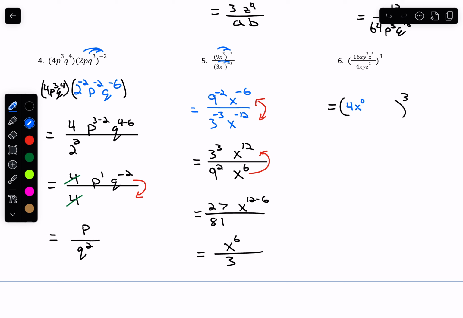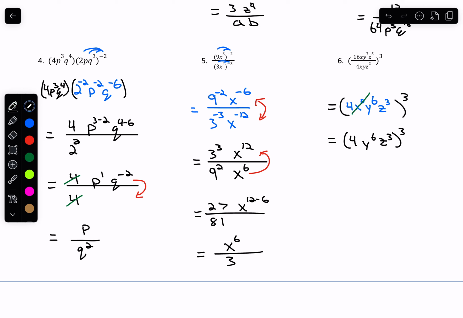So the x's cancel. Then we have y to the 7 over y to the 1. So that's going to give me y to the 6 left. And then z to the 5 over z to the 2 is going to give me z to the 3. So simplifying that now, we have 4y to the 6 z cubed, all to the power 3, where I got rid of the x to the 0 since that's just 1.